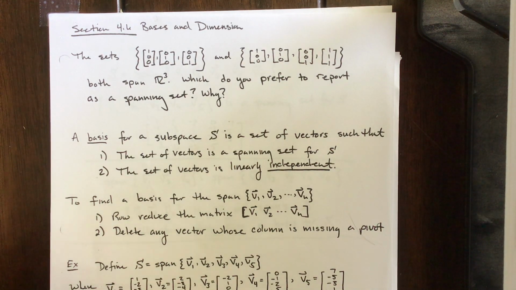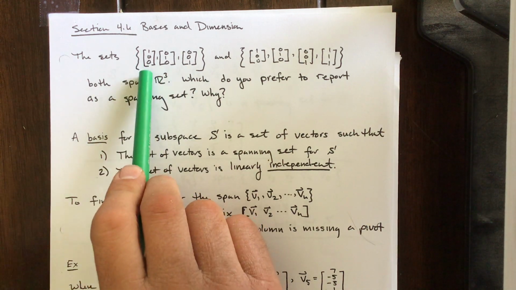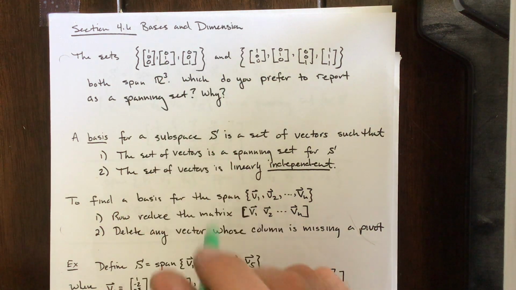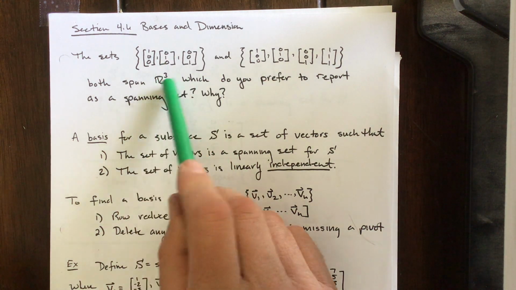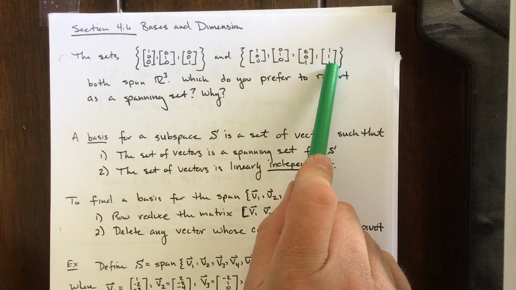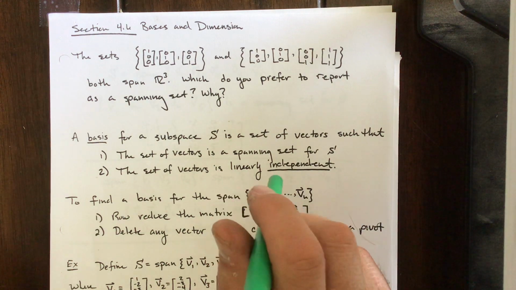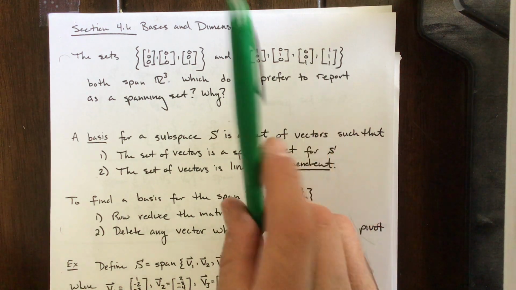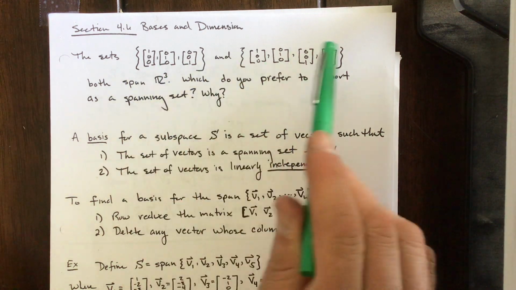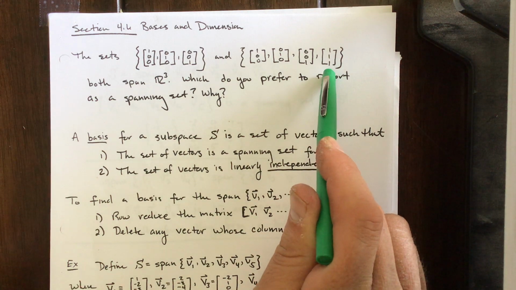Now, last lecture we discovered that (1,0,0), (0,1,0), and (0,0,1) was a spanning set for R3, but so is (1,0,0), (0,1,0), (0,0,1), and (1,1,1). Now, which would you report as the spanning set for R3 if you had to pick one of them? Well, the answer is the shorter one, right? Because it includes all the relevant vectors and none of the irrelevant vectors. That's the idea behind a basis.